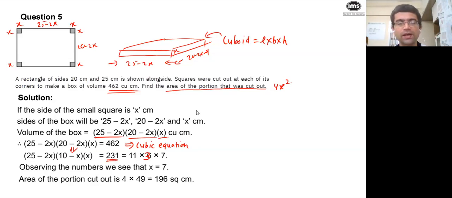If you observe the brackets and the values, the only possible value of x is 7, which will make the first bracket 11, the second bracket 3, and the third bracket 7, and their product will be 231. That helps me conclude that x is equal to 7, and hence 4x square, which is what I need, will be 196 square centimeter. Go through the solution once. If there is any doubt, please ask.